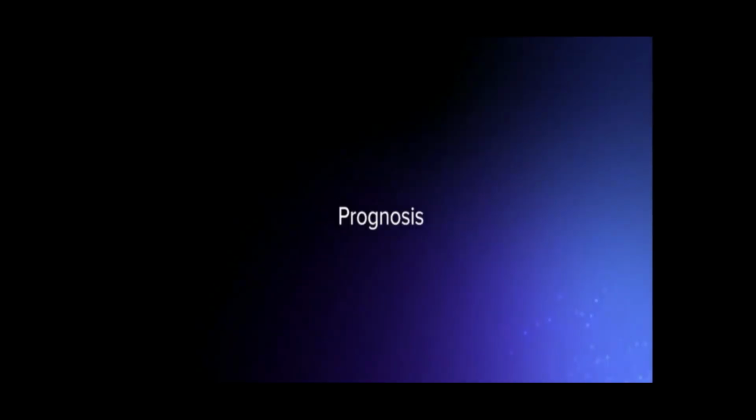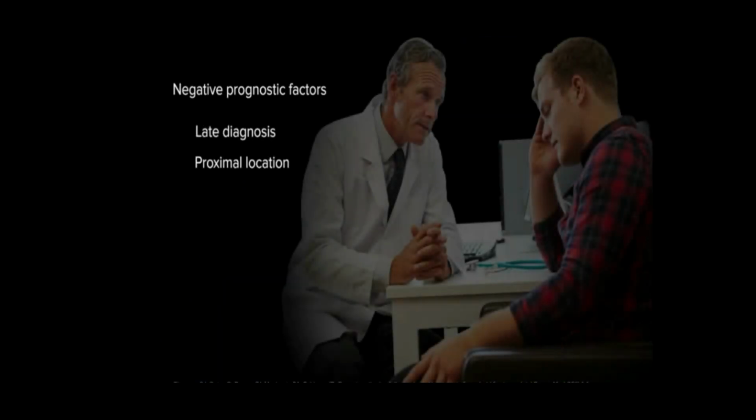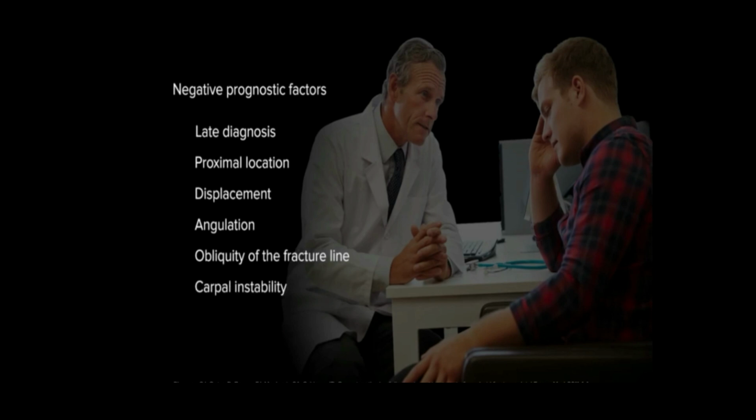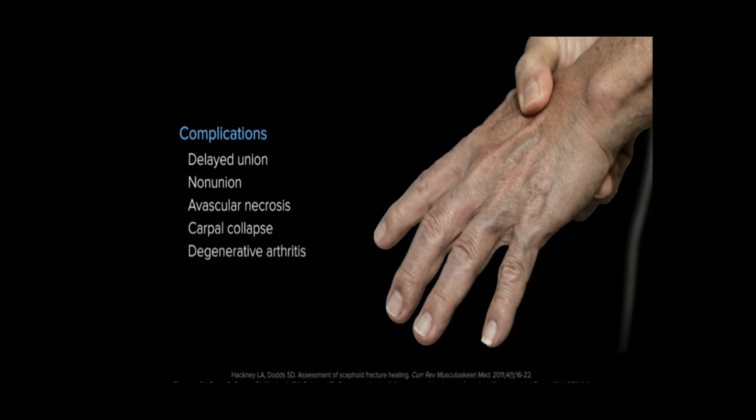The negative prognostic factors for scaphoid fracture are late diagnosis, proximal location, displacement, angulation, obliquity of the fracture line, carpal instability, and smoking. Complications of scaphoid fractures include delayed union or non-union with or without avascular necrosis. These conditions may lead to carpal collapse and later on to degenerative arthritis. Early diagnosis and appropriate treatment of an acute scaphoid fracture are critical to avoiding debilitating wrist problems.